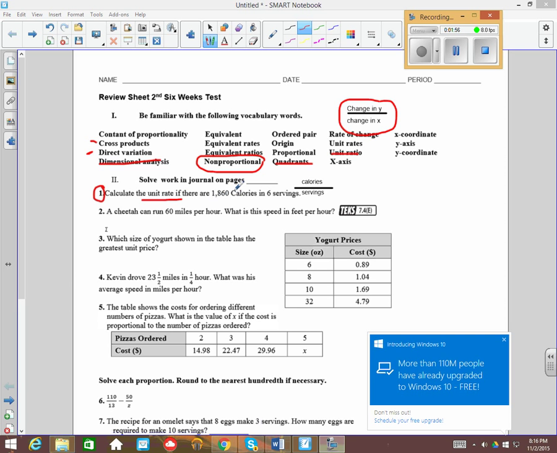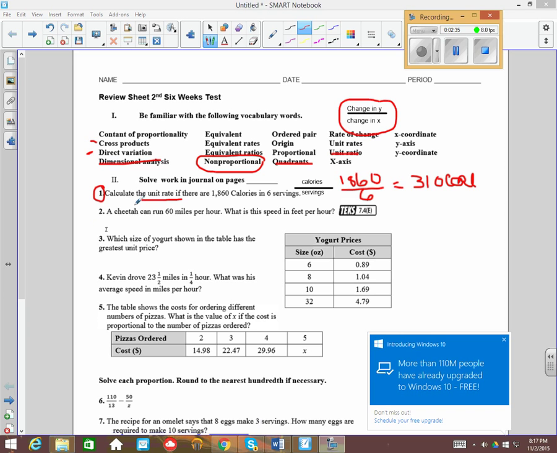If there are 1,860 calories in 6 servings, and you want to know how much one serving is, what do you think you would do? You're right, you would divide. So once you divide it, the answer is 310 calories.